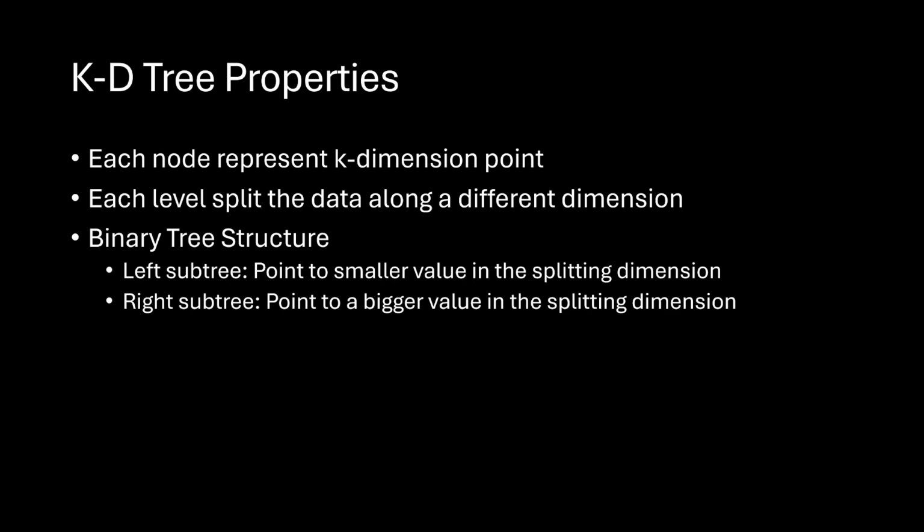It's very similar to a binary tree structure with a left subtree and a right subtree. The left points to the smaller value in the splitting dimension. For example, if the current level you're in is splitting on the x dimension, then you would compare the x dimension. If it's splitting on the y dimension, then you compare with the y dimension, to be able to know whether to go left or right.